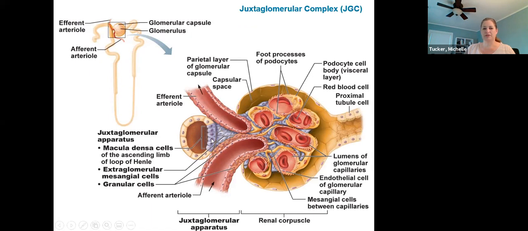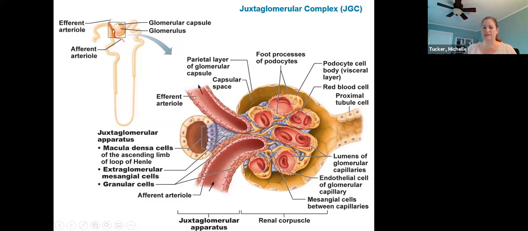These juxtaglomerular cells are made up of 3 cell types. The granular cells in this afferent arteriole are smooth muscle cells that will vasoconstrict or vasodilate the afferent arteriole. The macula densa cells, this is the only place I've ever seen them called part of the ascending limb. In every other textbook, they'll be called part of the distal convoluted tubule. So that distinction won't be on the exam because it's a little bit varied.